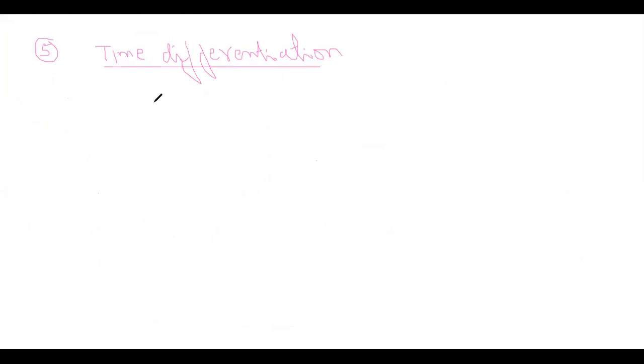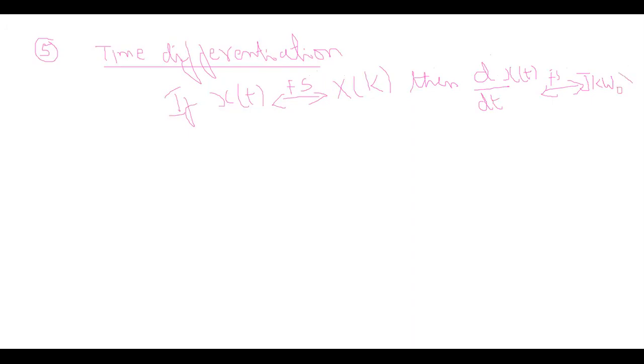What does the statement say? If x(t) has Fourier series coefficients X[k], then prove that dx(t)/dt has Fourier series coefficients jkω₀ X[k]. You see that it is a proof using the synthesis equation.